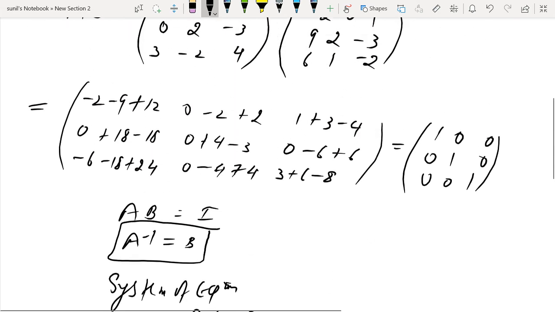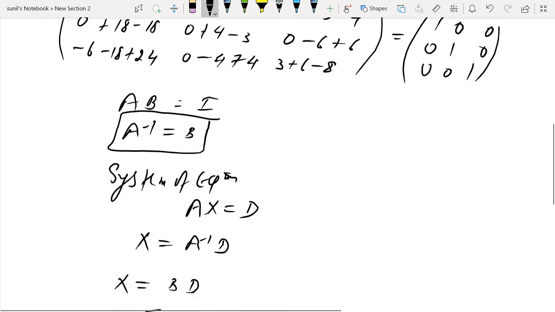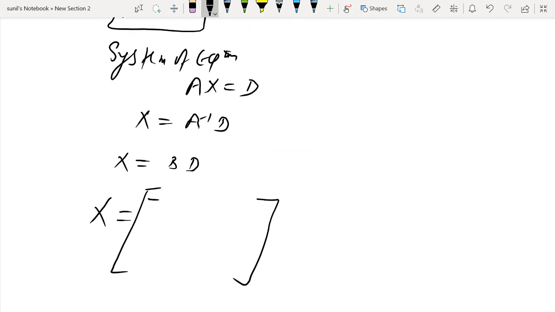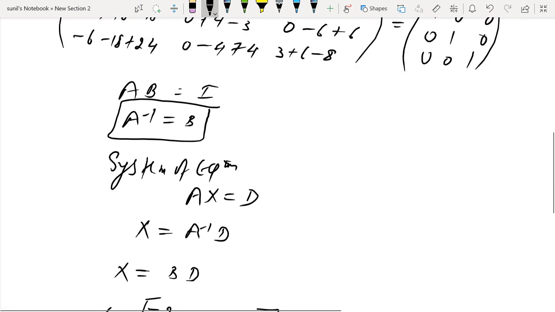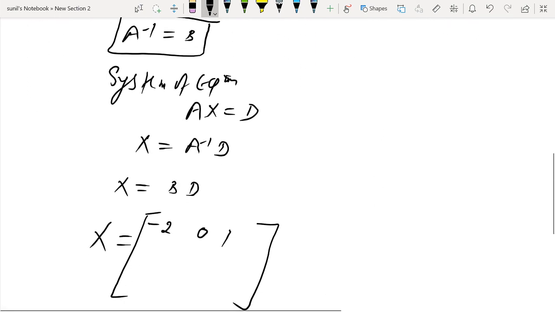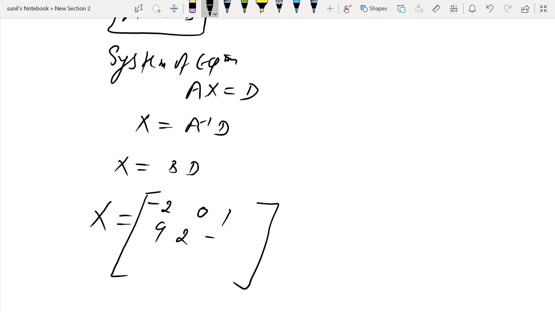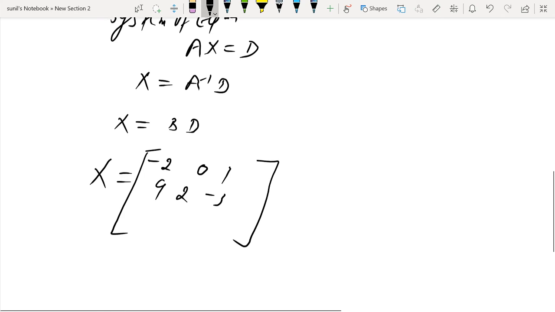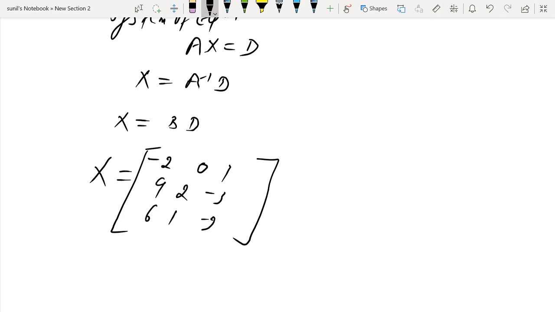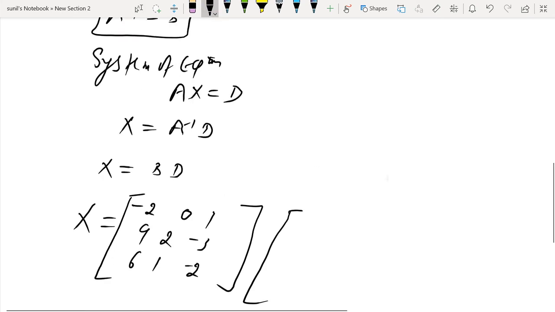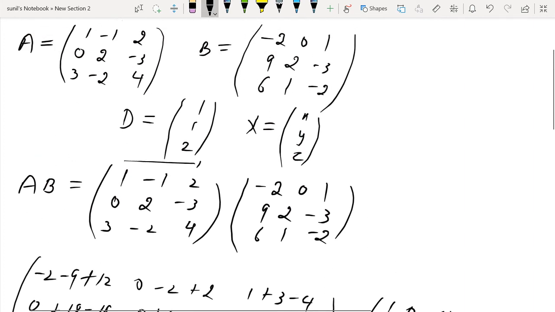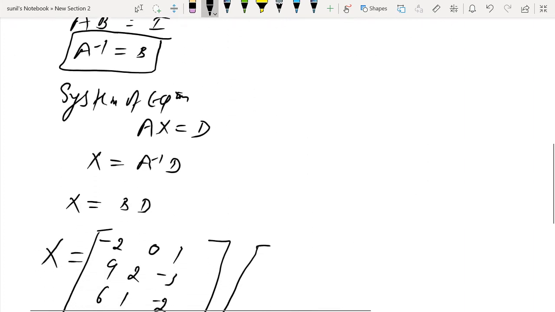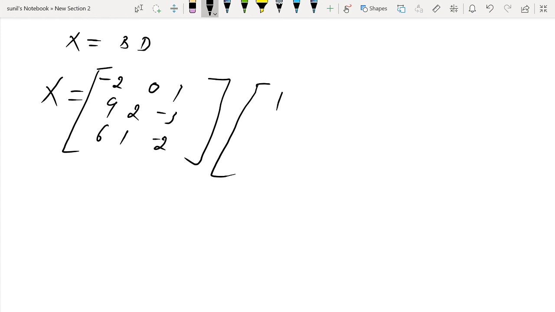What is B matrix here? -2 0 1, and 9 2 -3, and 6 1 -2, and the D matrix is 1 1 2. Now simply multiply it, it will give the value of x y z.